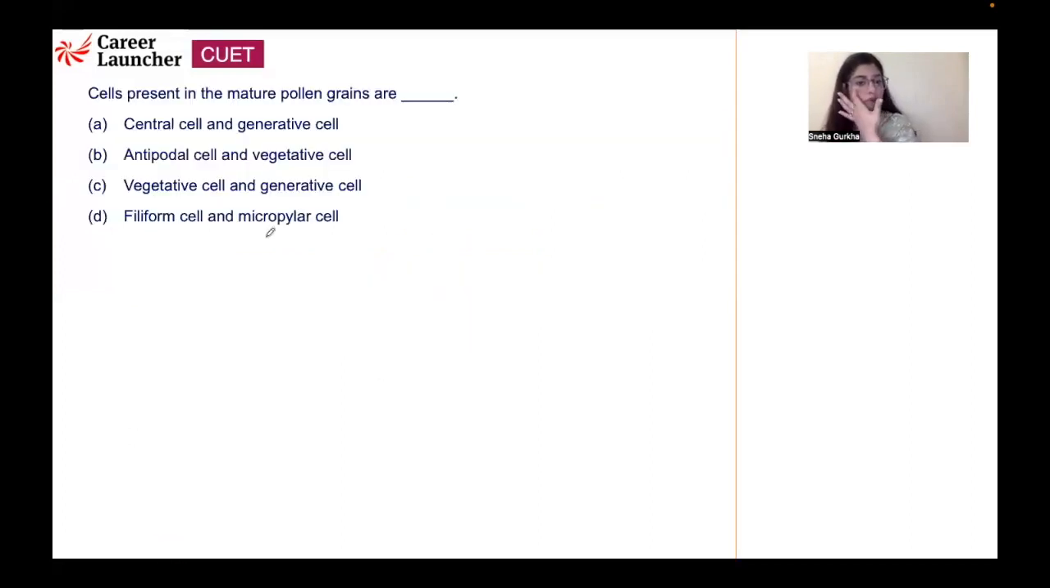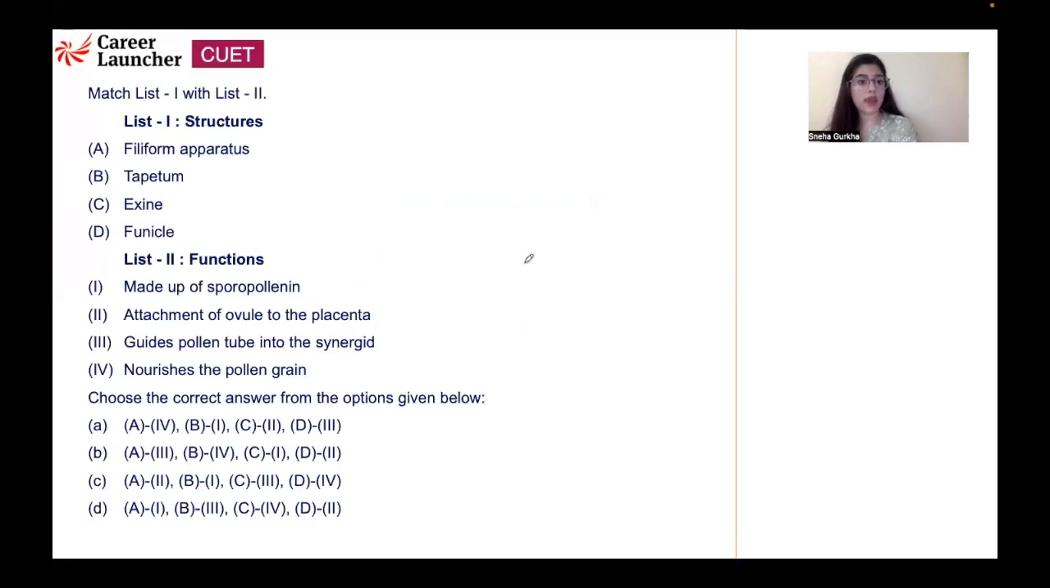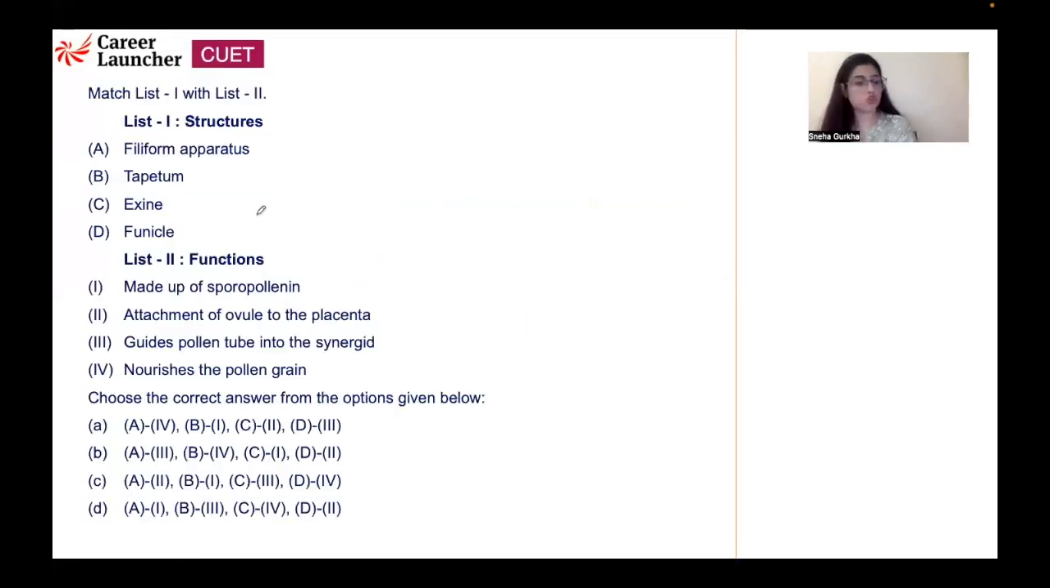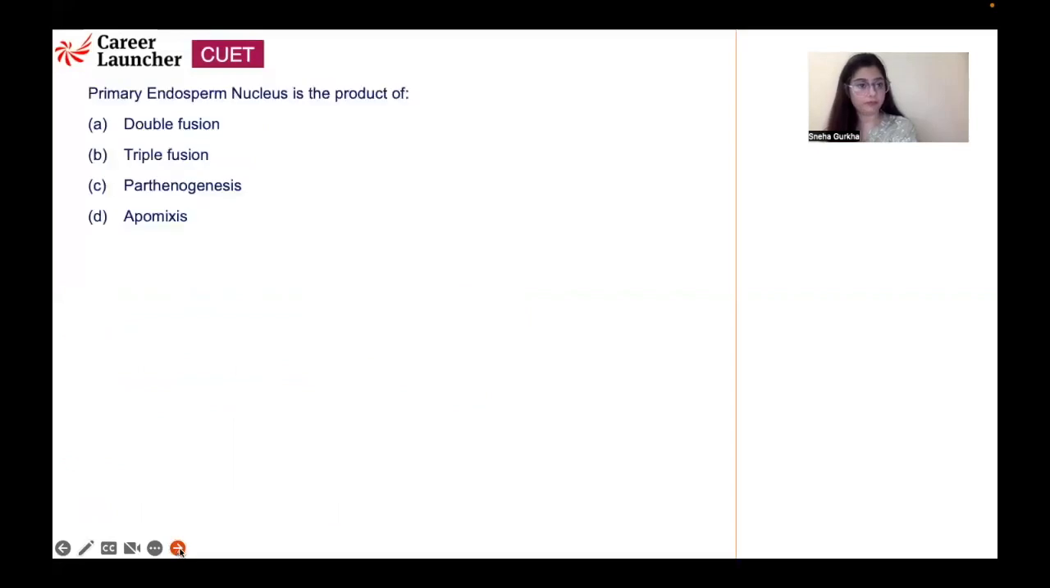Cells in the mature pollen grain are the vegetative cell and generative cell. Option C is correct. Next, we have to match list 1 with list 2. So, filiform apparatus guides pollen tube into the synergid. Tapetum nourishes the pollen grain. Exine is made up of sporopollenin and funicle is the attachment of ovule to the placenta. So option B is correct.